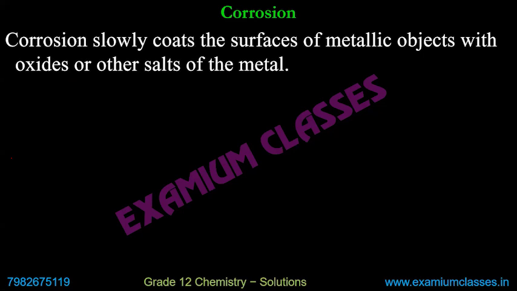Next and last topic of this chapter: corrosion. This is something you already know. The only important things are the reactions, where oxidation is taking place and what reduction is taking place. Otherwise, you already know what corrosion is. Corrosion slowly coats the surfaces of metallic objects with oxides or other salts of the metal. For example, in the case of iron, it is rust, Fe2O3. And in the case of copper, it is the salts basically, not oxide.